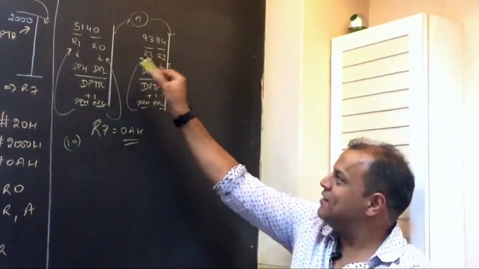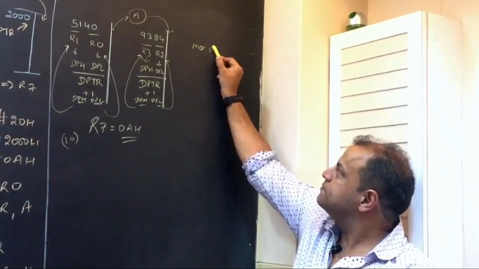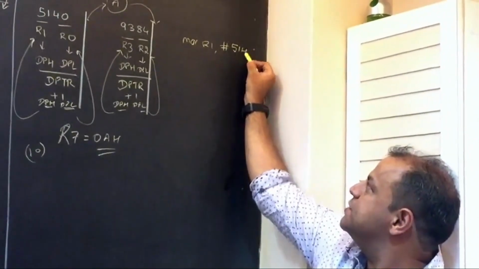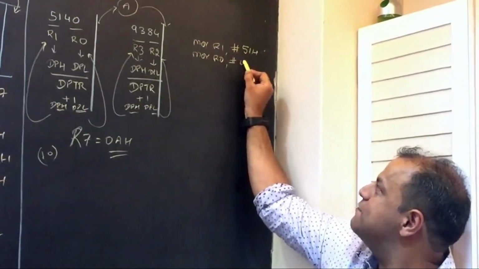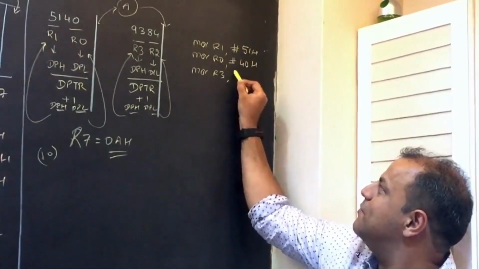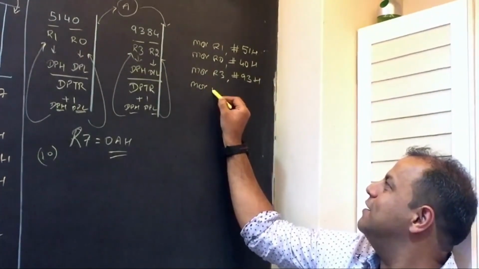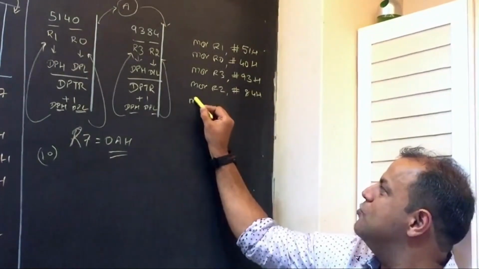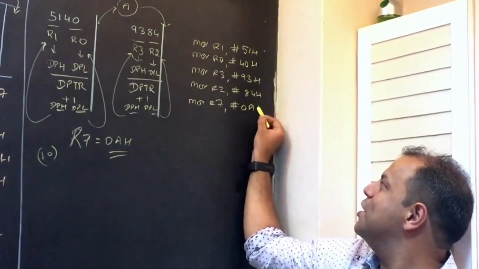Initialize R1, R0, R3, R2 and R7. Move R1, comma, hash 51H. Move R0, comma, hash 40H. Move R3, comma, hash 93H. Move R2, comma, hash 84H, and move R7, comma, hash 0AH.